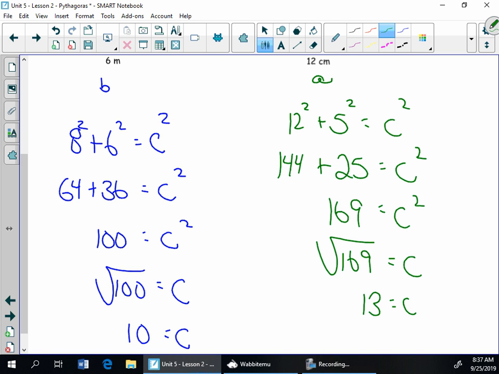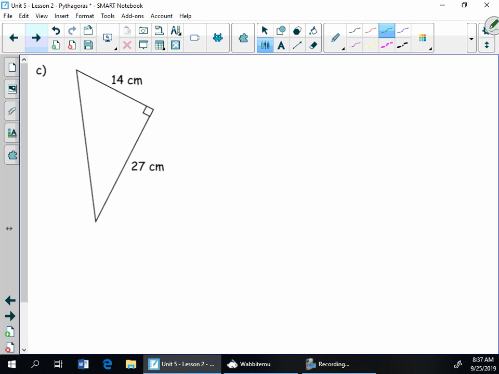Okay, we'll try one more of these. This one's slightly different, the picture looks a little bit different, and this one's not going to work out so nicely. Where's the important side? Side C, A and B. So 14 squared plus 27 squared equals C squared. Let's get our calculators out for this one.